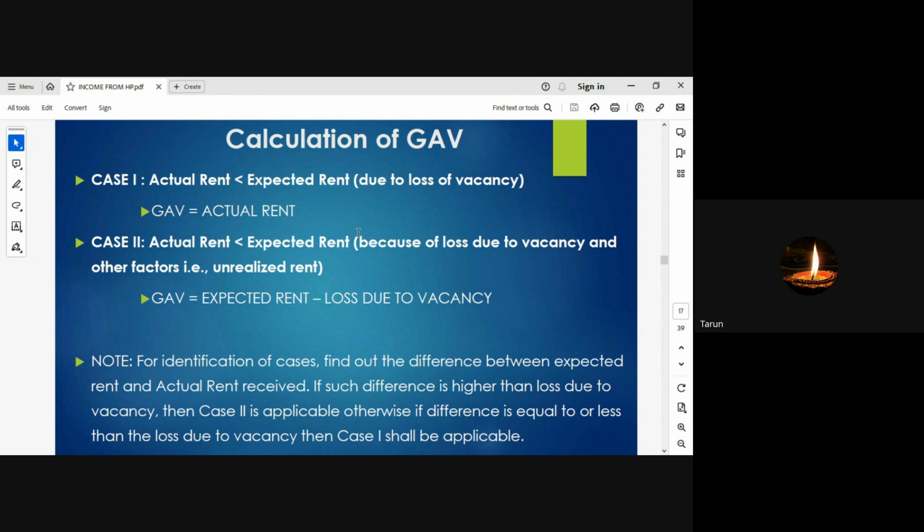So these two cases are very important, because questions on them have been asked in the practical questions and the multiple choice questions as well. Right?